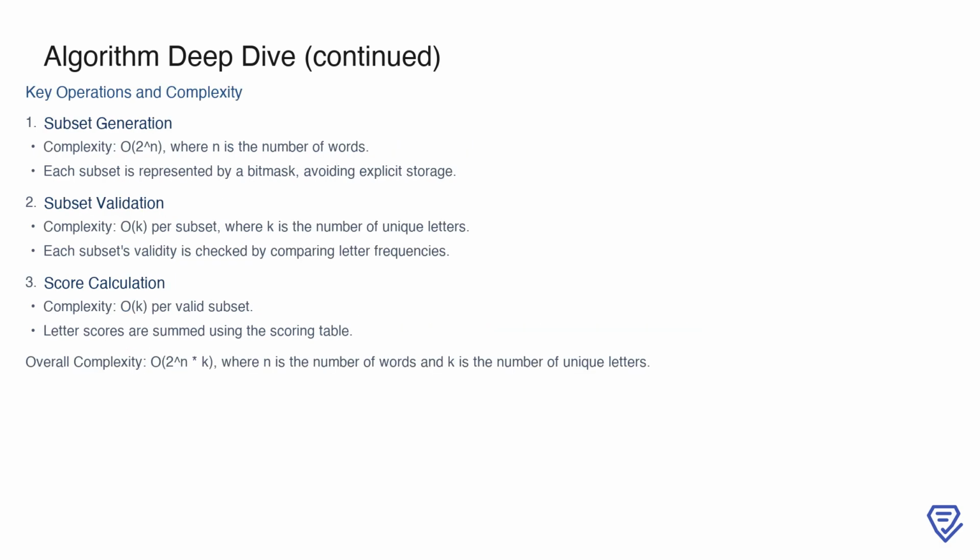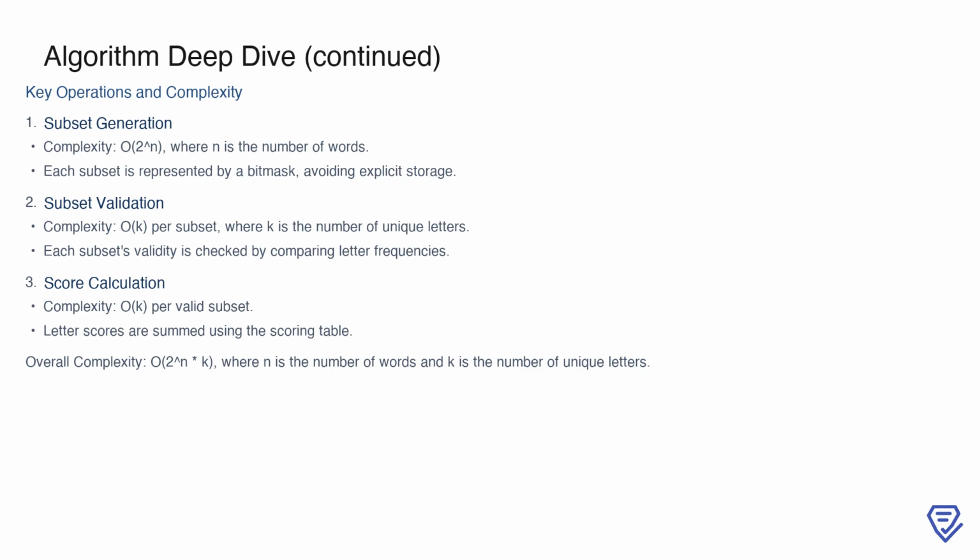The operations in this algorithm have varying complexities, which are worth understanding. Generating all subsets has a complexity of 2^n, where n is the number of words, because there are 2^n possible combinations of subsets. Subset validation involves comparing letter frequencies, which takes O(k) time per subset, where k is the number of unique letters. Since k is constant, this step remains efficient. Similarly, score calculation for valid subsets also takes O(k) time, as it involves summing the pre-computed scores of the letters.